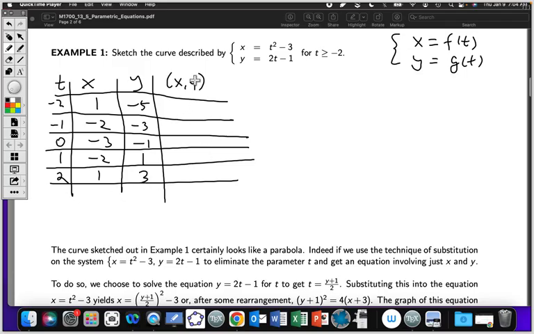And then I'm going to look at the pairs x comma y. So the point on the plane is x comma y. So 1, negative 5; negative 2, negative 3; negative 3, negative 1; negative 2, 1; 1, 3.